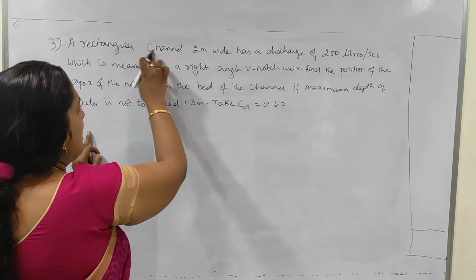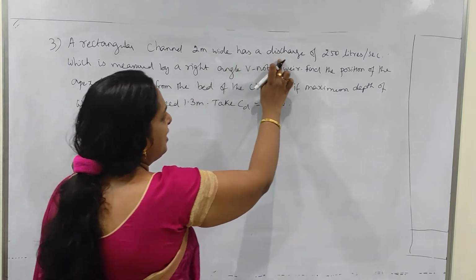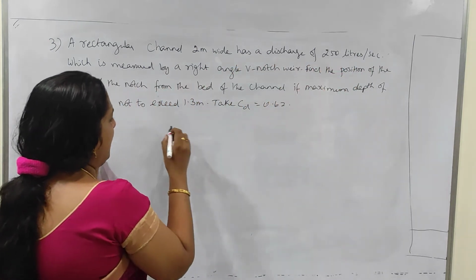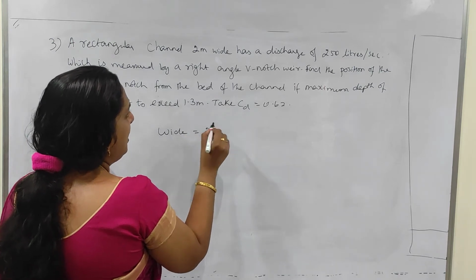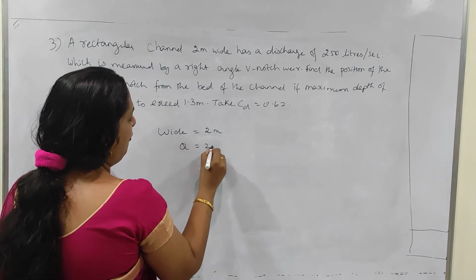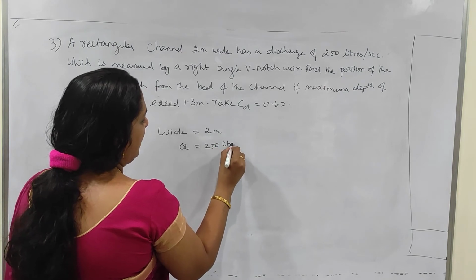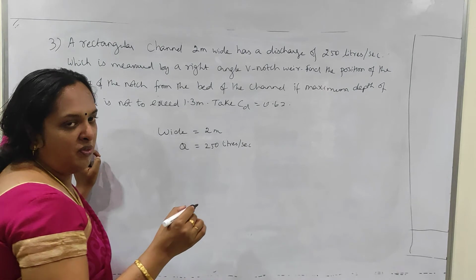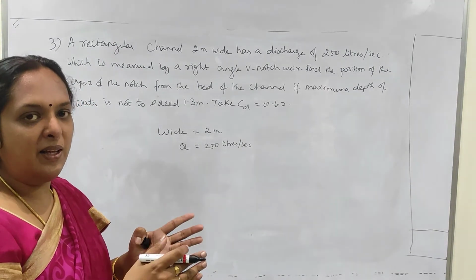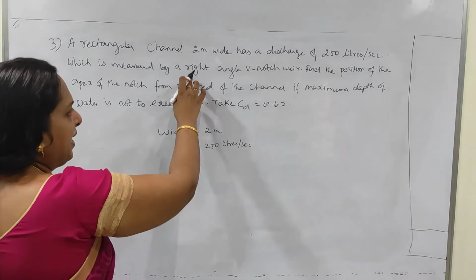A rectangular channel 2 meter wide has a discharge of 250 liters per second. So the width of the rectangular channel is given as 2 meters and the discharge is given as 250 liters per second, which is measured by a right angle V notch weir. So the channel flow is measured by your right angle V notch weir.